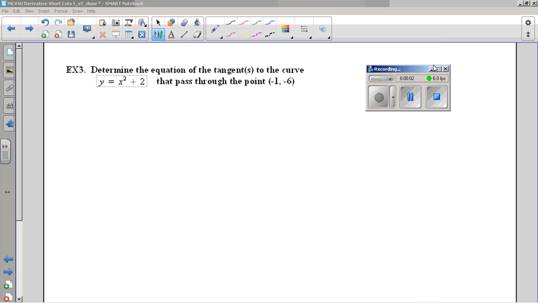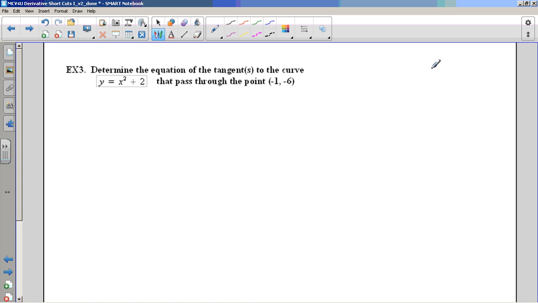All right, here we go for part three. I almost promised to keep this short and sweet, folks. Nice little example. It's pretty tough. Determine the equation of the tangents to the curve that passed through that point.